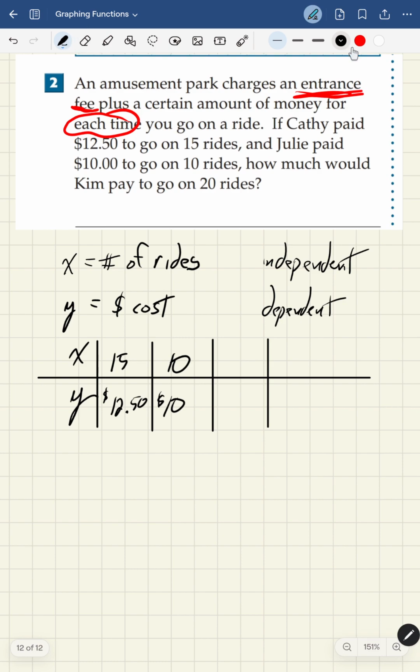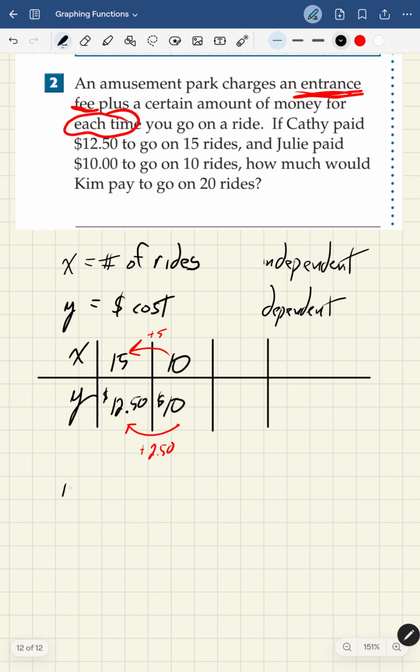Okay, so let's see if we can find the slope here. Look, it costs an extra $2.50 for 5 extra rides. So that's the slope. The slope is going to be y1 minus y2 over x1 minus x2. So that'll be the rate of change.